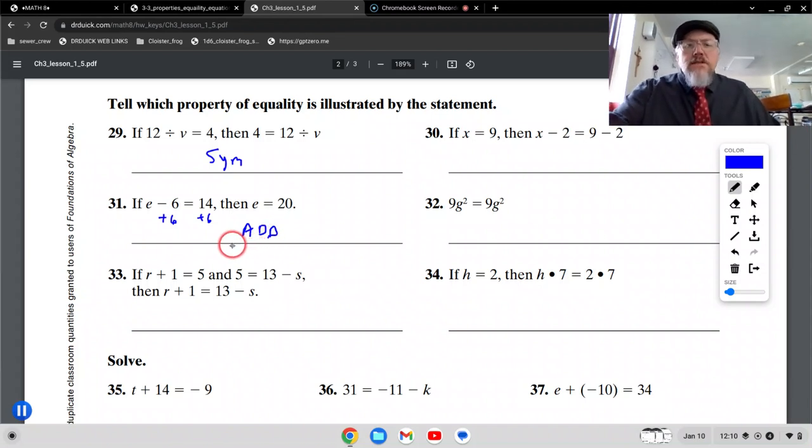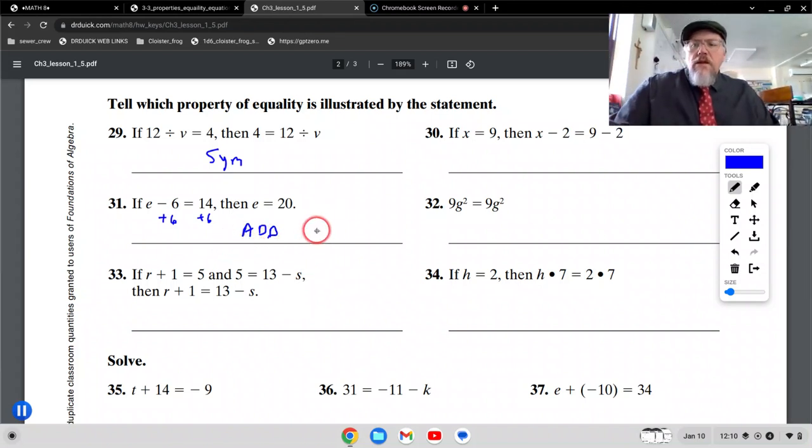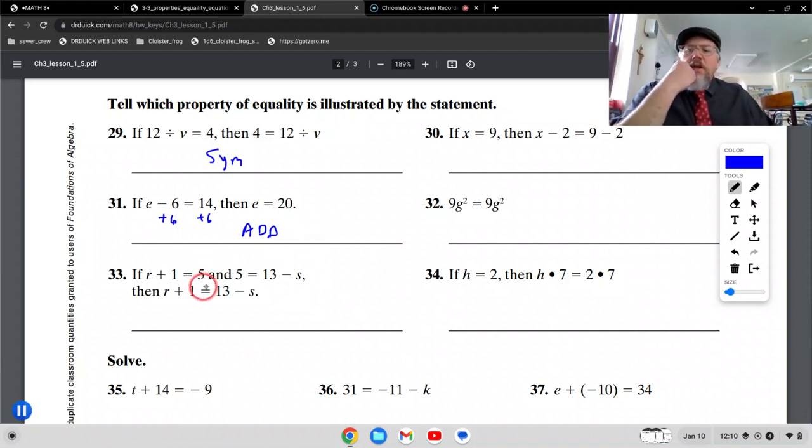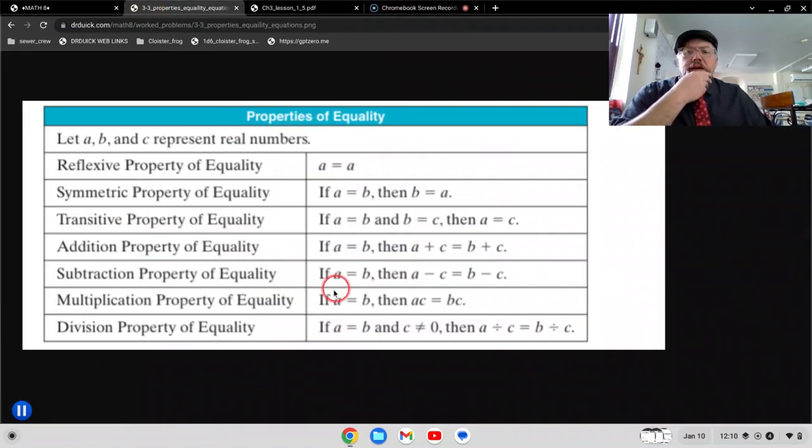Okay. Let's take a look at this next one. It says, if R plus 1 equals 5 and 5 equals 13 minus S, then R plus 1 equals 13 minus S, right? R plus 1 equals 5. So let's make this A. We'll make this B, so you can read it, and say B is equal to C. Then we can see where A is equal to C. What does that fit? Well, if we look at that one, it has to be the transitive. A equals B and B equals C, then A equals C. So that's a transitive one.